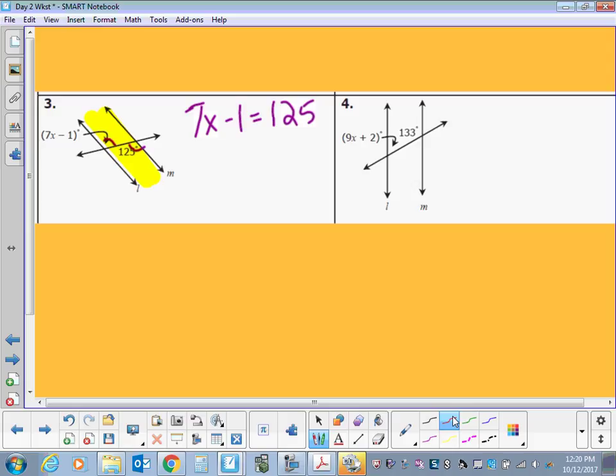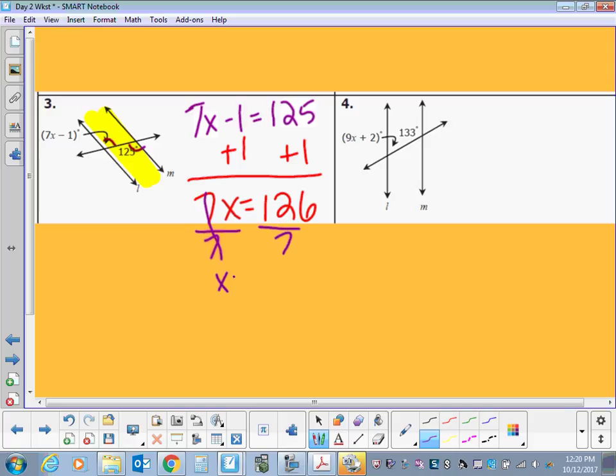All right, Charlie, solve this for me. Subtract 1? Or add 1. Add 1. So I have 7x is equal to 126. Then what? X equals what? You can, but in this case, you shouldn't. Are we good on number 3? Yeah.